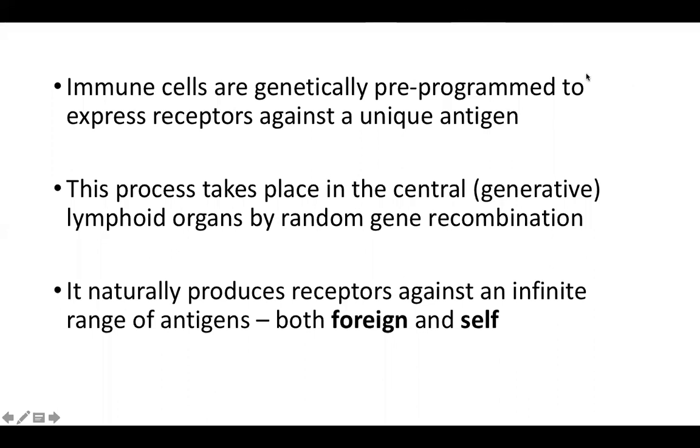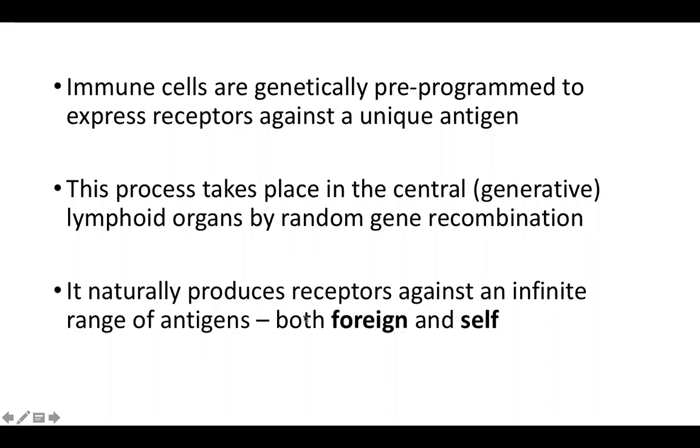Do you remember from the last class I said that marriages are made in heaven? So immune cells are genetically pre-programmed to express receptors against a unique antigen. And that happens how? Through random recombination in the central lymphoid organs, that is in the thymus and bone marrow. Random gene recombination using RAG1 and RAG2 happens, and that produces a random B cell receptor, a random T cell receptor, which is unique, and that is uniquely expressed on that particular cell.